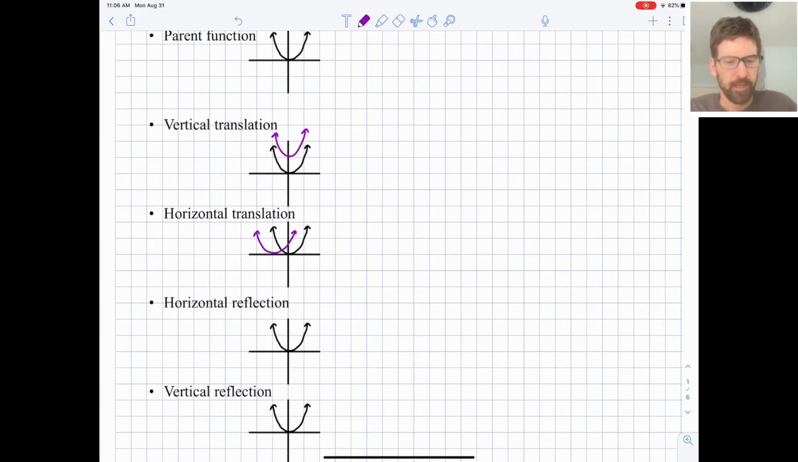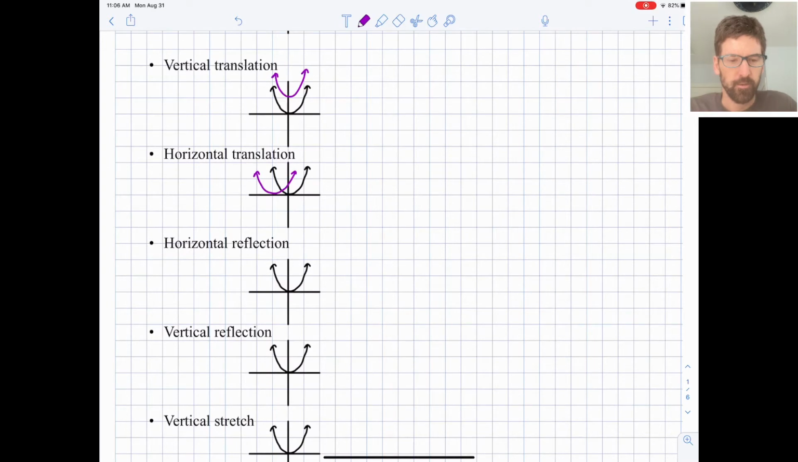Okay, and a horizontal reflection would be reflecting it in the horizontal dimension, okay? And this would be reflecting it across the y-axis, okay? So we're sort of reflecting it left and right here, okay? The thing to see, however, is if we have a parabola and we reflect it across the y-axis, it's not going to change. So a horizontal reflection is going to look the same because it has that symmetry.